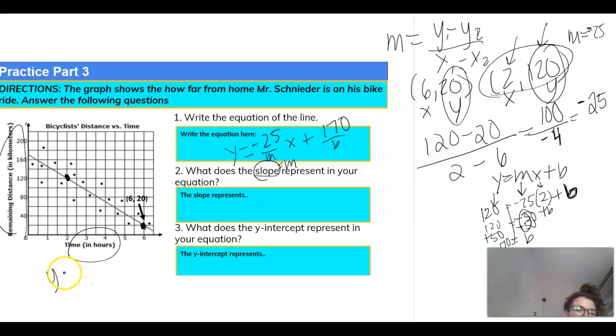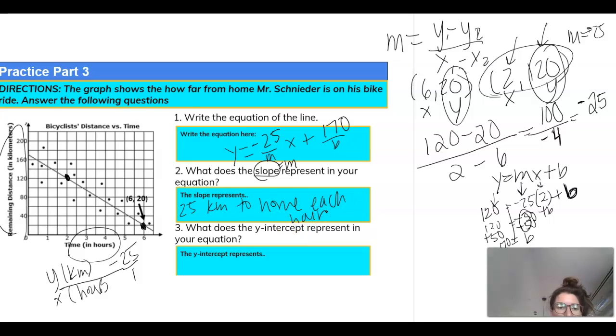Let's think about my y and x. If y is our kilometers and x is hours, and we have negative 25 over 1, that means that we're 25 kilometers closer to home each hour. And then what does the y-intercept represent? The y-intercept, that's our starting point. So our y-intercept is happening at 170. That's what that point was there. So he started 170 kilometers from home.